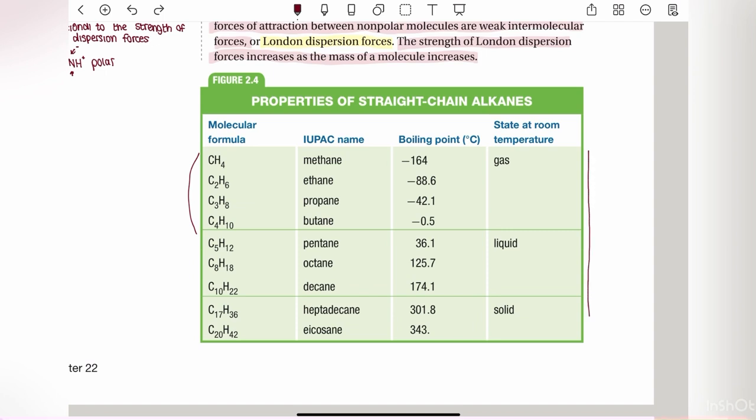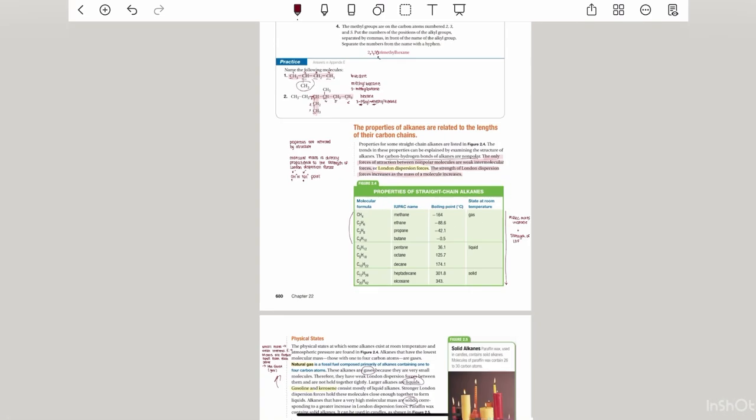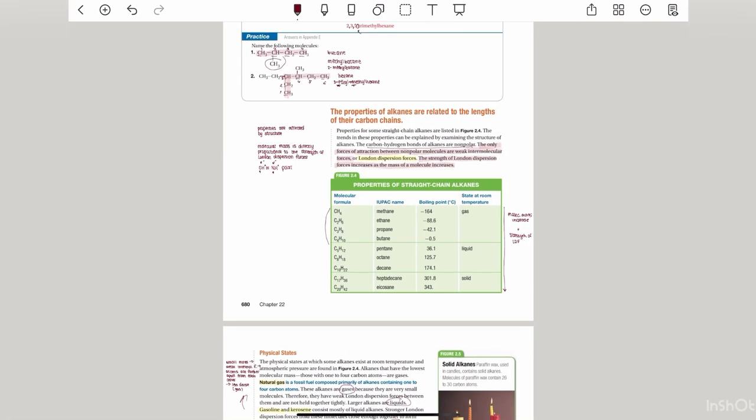as we go down, molecular mass increases, as well as the strength of the London dispersion forces. So strength of London dispersion forces, I'll abbreviate it as LDF. Yeah, and that's why they affect the state of matter at room temperature.